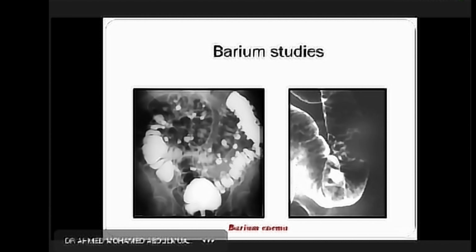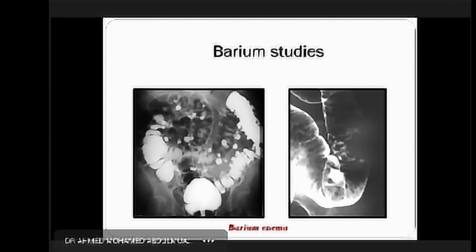Anyone? Yes, diverticulum. Why did you say diverticulum? Because there is a small pouch. Yes, so you can see an outpouching sac here.